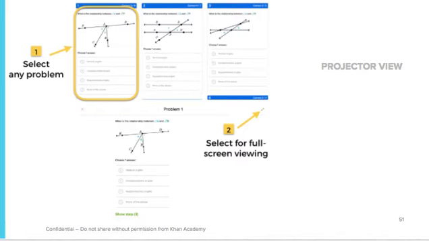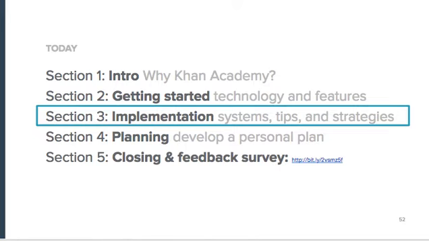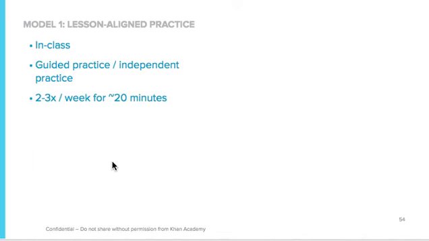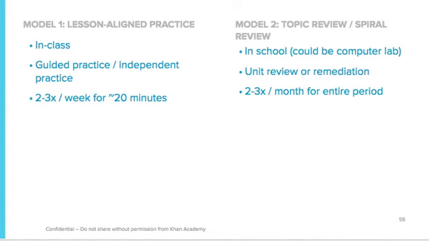All right, now we're going to move into the implementation and some tips and strategies for implementing Khan Academy in your classroom. So the first thing is to come up with, what model are you going to use? If you're going to do it in class, are you going to give them 2 to 3 times per week at 20 minutes? You could also do it as more of a remediation instead of independent. You could assign different topics, or they could do it independent or guided.